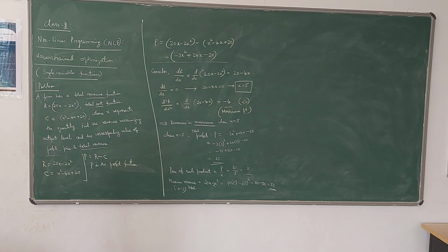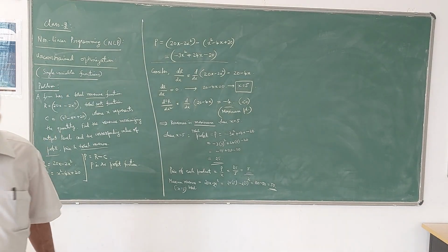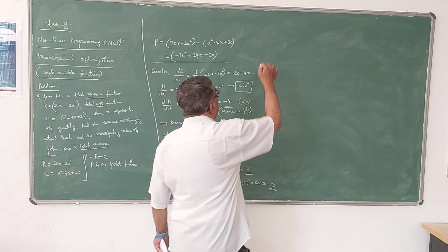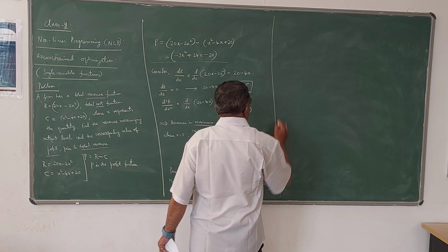This is a very simple problem. So it's a practical problem. There are no constraints given in this problem. That is why it is called unconstrained optimization. So one more problem we will take. Second problem.